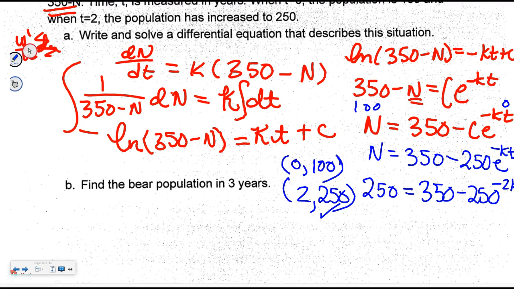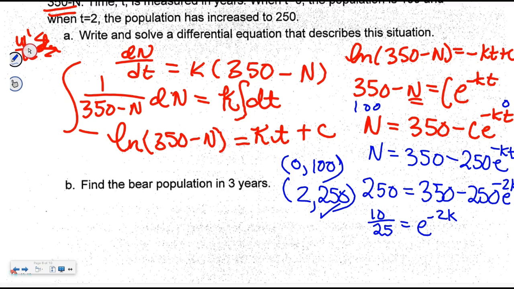Make sure you do it correctly. 250 minus 350, divide by, I forgot the e on mine. I forgot my e. There we go. So 250 minus 350 looks like I get a negative 100. Then divide by negative 250. So I'm seeing 10 25ths. I could probably reduce that even more. Equals e to the negative 2k.